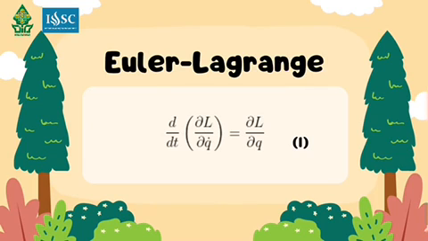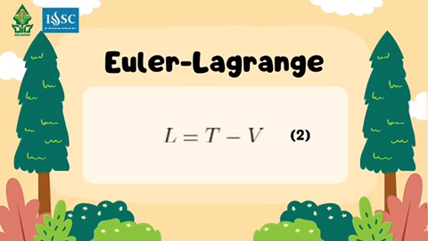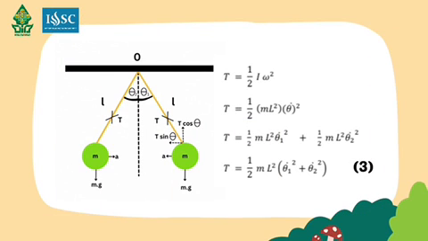The Euler-Lagrange equation is generally shown by equation 1. To determine the Lagrangian of the system, the kinetic energy component is indicated by T and the potential energy component is indicated by V. The statement is shown by equation 2. The two pendulums are divided by small angles theta 1 and theta 2. We analyze using the Lagrangian in the second equation.